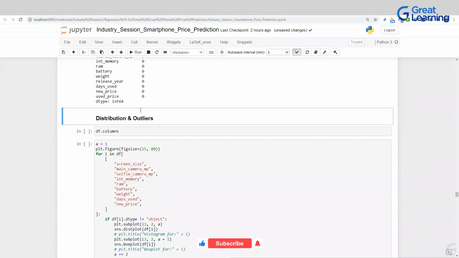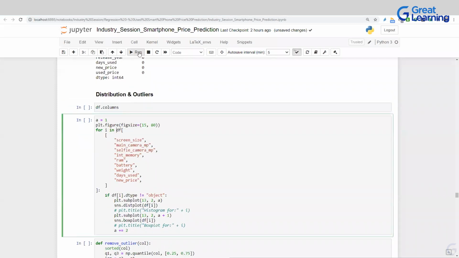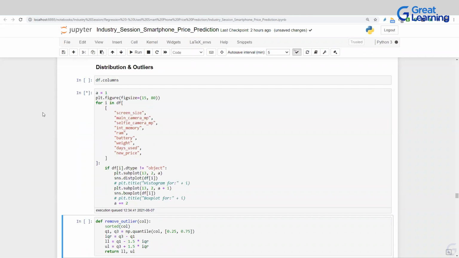Whenever you look at some data, rather than having a standard operation on missing values, in the last industry session, I showed you how you can use pipelines and avoid data leakage issues. So you can use that to fill in the missing values. And if you want to do a quick analysis, this is also one of the other ways that you can use, right? Now let's look at the distribution and outliers for all the numerical variables.